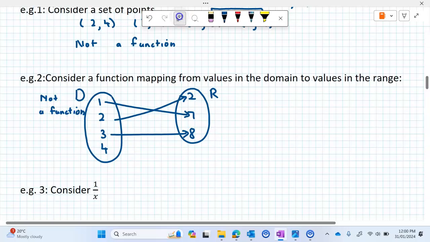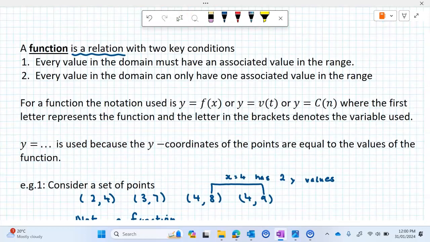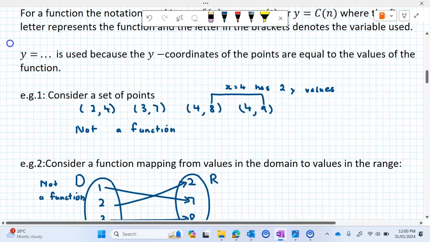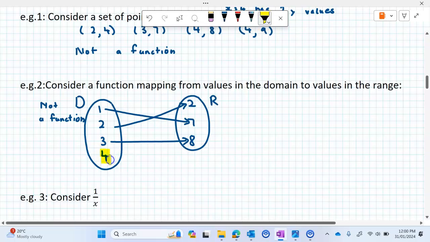And if we go back to our definition, why not? Well, if we look at the first one, it says every value in the domain must have an associated value in the range. So if we go back, 4 does not have an associated value in the range. And so this is not a function.